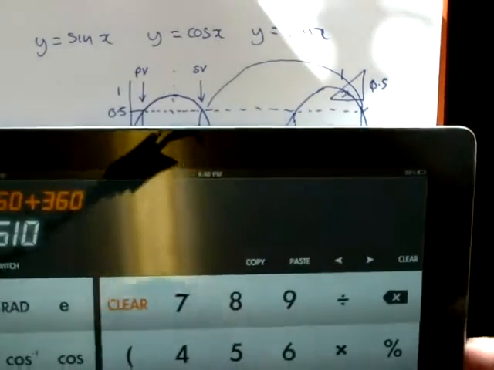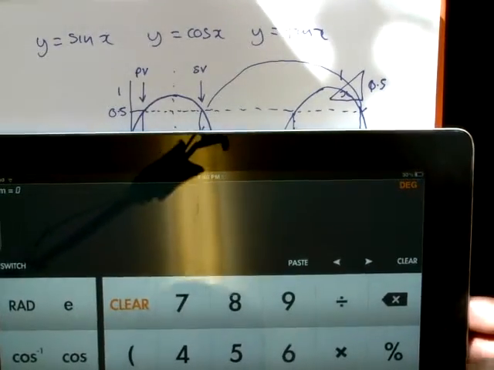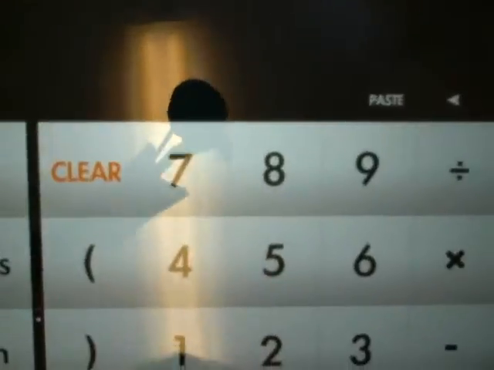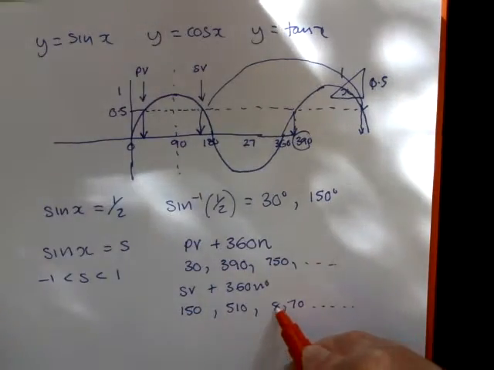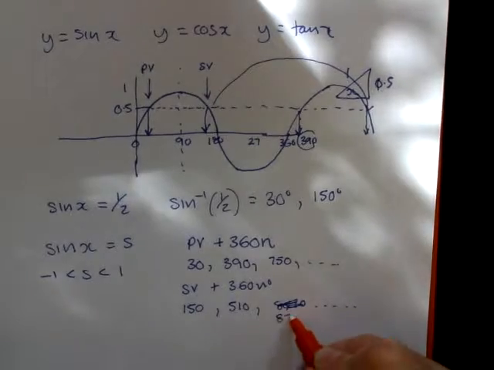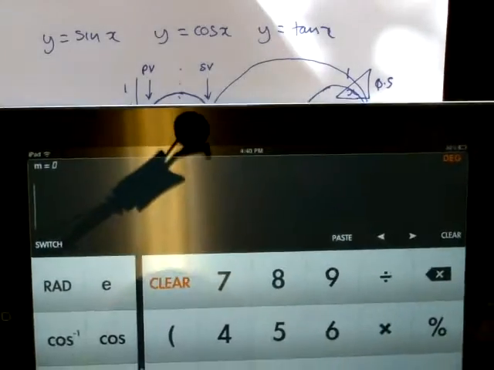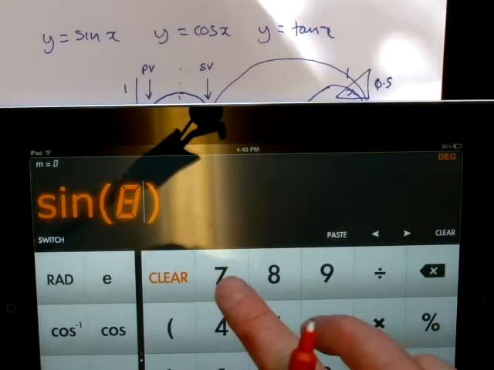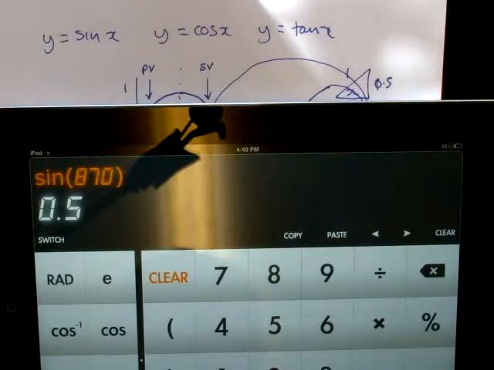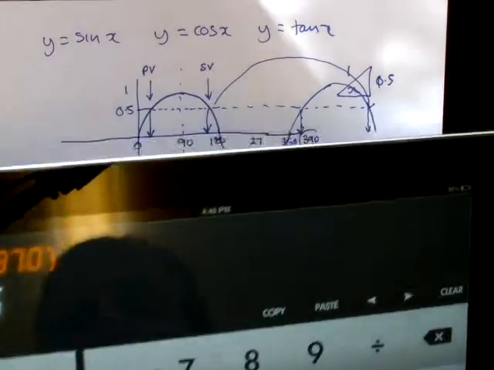So we'll just choose one of those values. So let's do the sine of 870 and check how well we do. And there you are, 0.5.